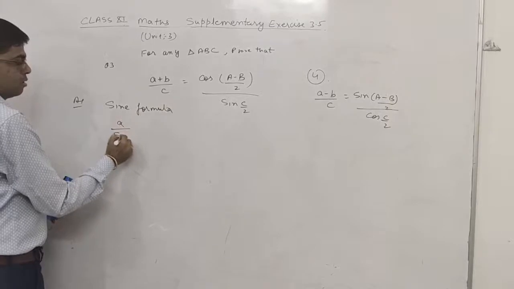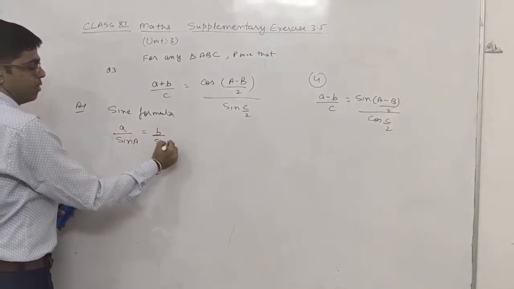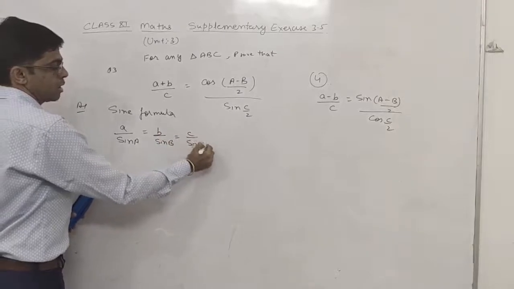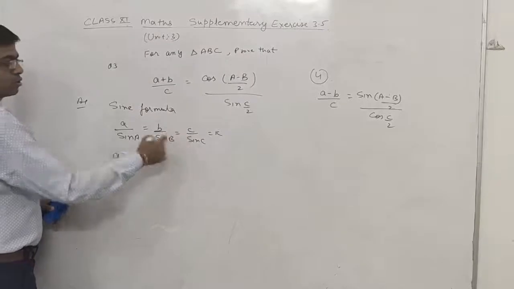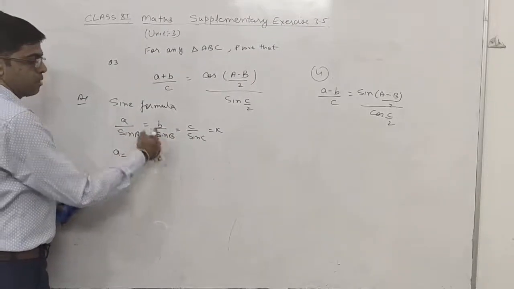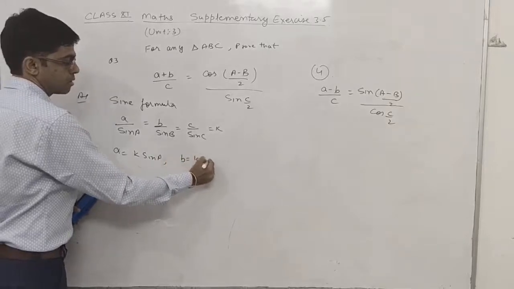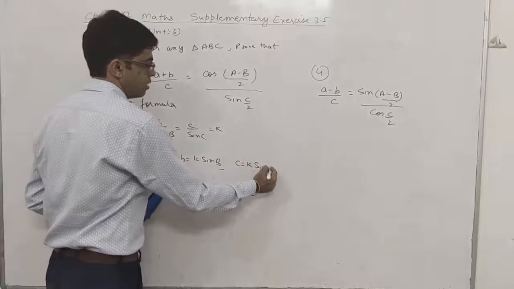A upon sin A, B upon sin B, C upon sin C is equal to K. So we can find A. A is equal to K sin A. Similarly, B is equal to K sin B, and C is equal to K sin C.